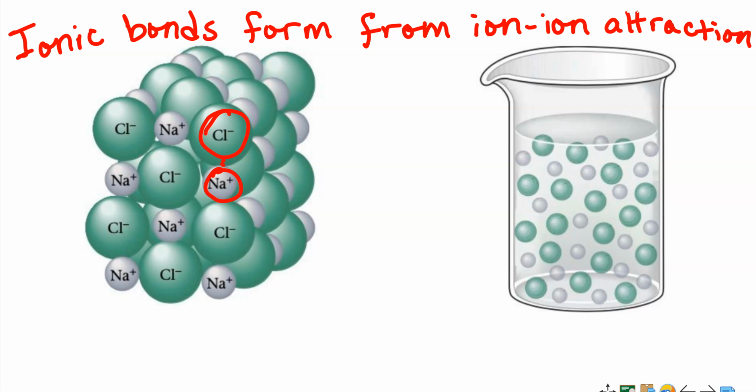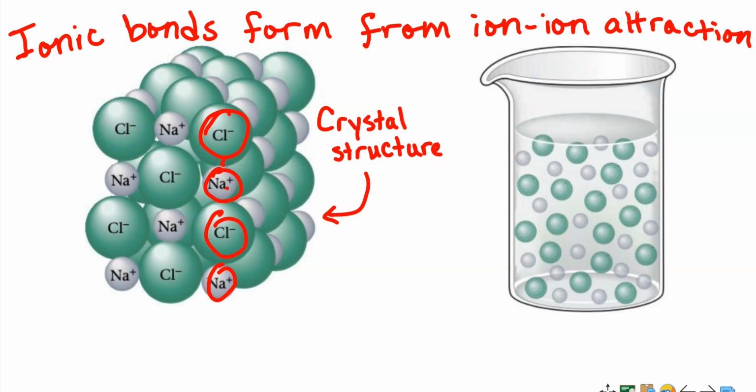And ionic bonds usually have a crystal lattice or a crystal structure. We're going to go ahead and say crystal structure for now. And what that means is they have a repeating pattern, like chlorine, sodium, sodium, chlorine, over and over again. And we notice this pattern is the same this way as it is this way, etc.